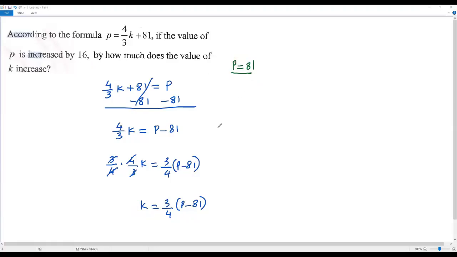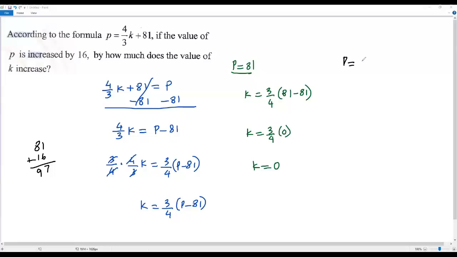Now I'm going to plug in P equals 81 into this formula. Then K equals 3/4 times (81 minus 81). 81 minus 81 is 0, so I get K equals 0. So when P is equal to 81, the value of K is 0. Now, according to the question, I have to increase the value of P by 16. That is, from this value 81 of P, I have to increase by 16. If I increase 81 by 16, what is the new value? 81 plus 16 becomes 97.